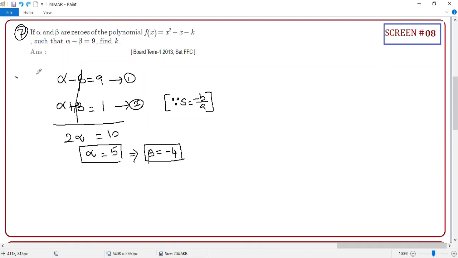Very simple. What is the next relation? What is the second step? Step 1 is to find alpha and beta. Apply product. Product is what? c by a, which is minus k by 1. What is this answer, student? 5 into minus 4.